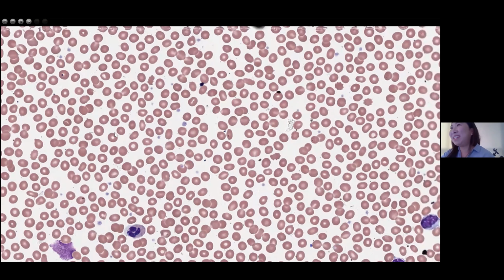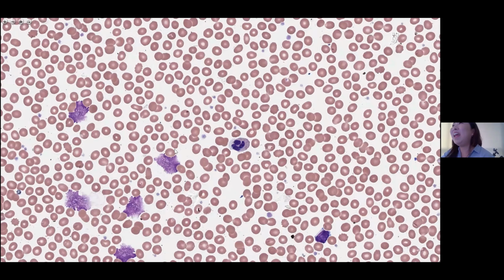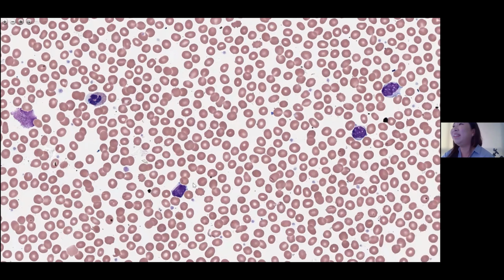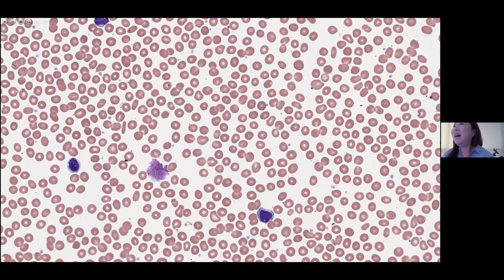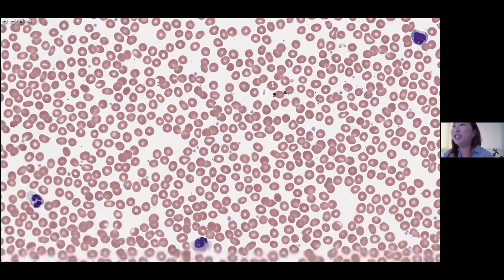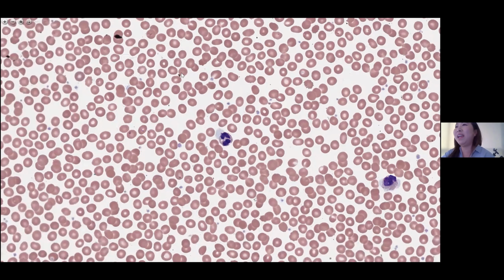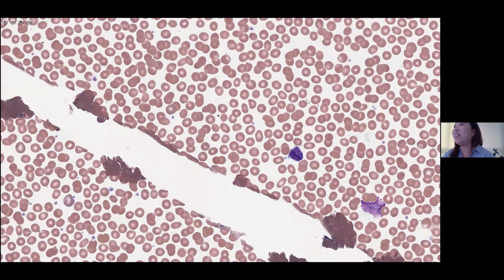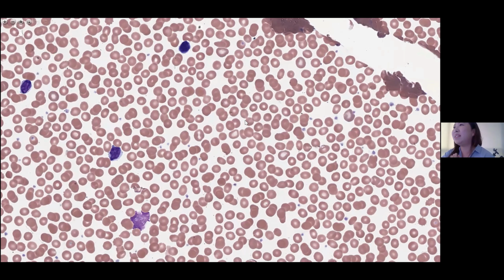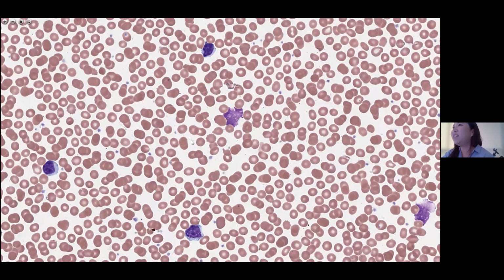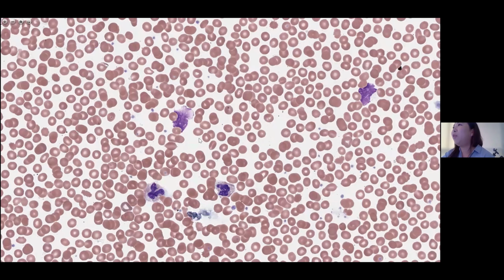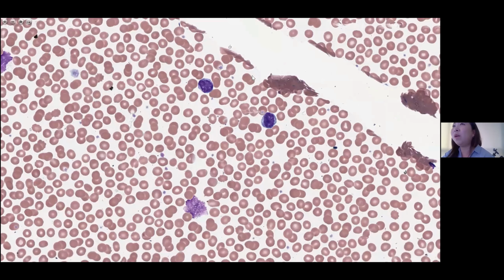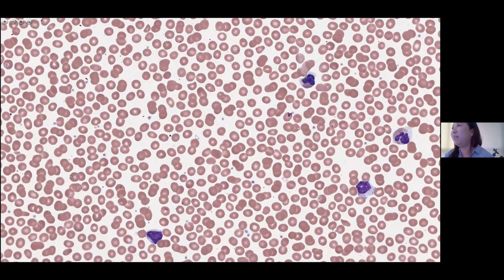So these are called smudge cells, as you correctly identified. These are actually the fragile lymphocytes that are smashed during the slide preparation. They're broken. They're not like this in the body, but when you're making the slides, these fragile lymphocytes are more readily squashed. So they're called smudge cells, and we'll talk a little bit more about that.